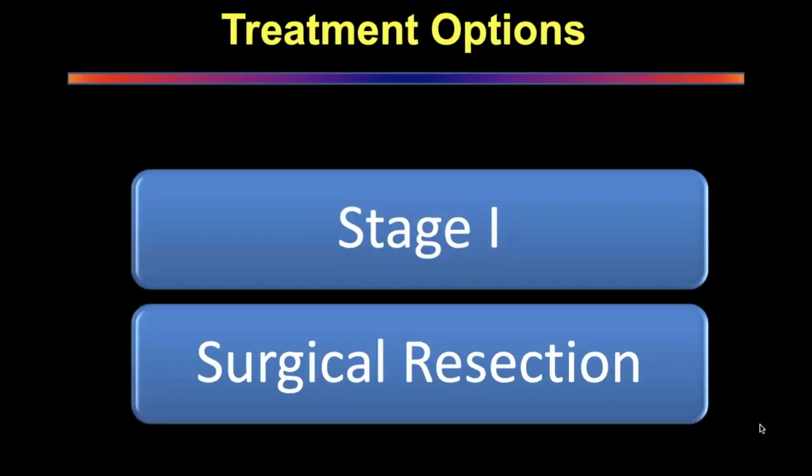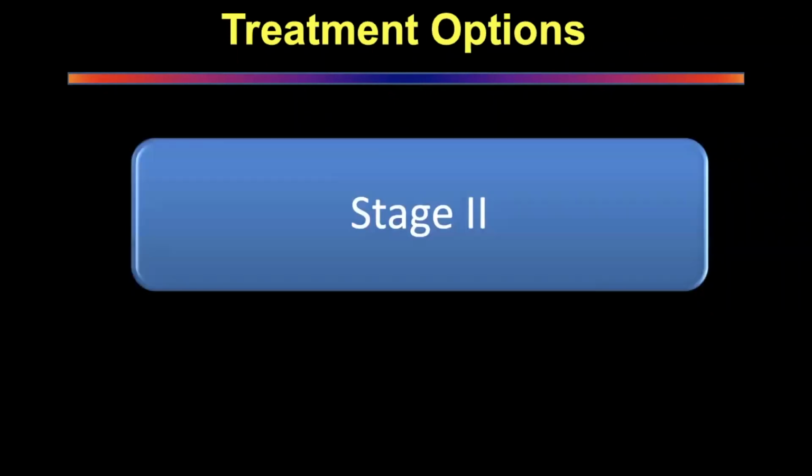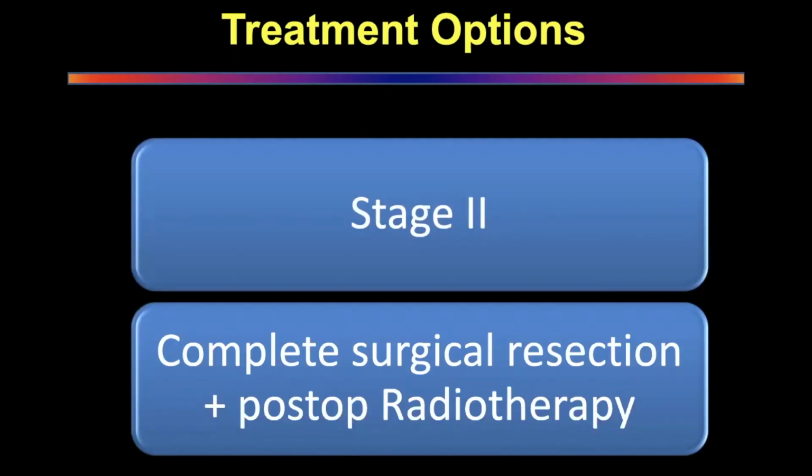But this is the philosophy why people worry about this. So stage 1, surgical resection, quite clear. And now I'm talking purely about treatment, okay? I'm not talking about management and all that. Stage 2, what is the option? Stage 2 is still complete surgical resection, but wait for the histopathology to come back.